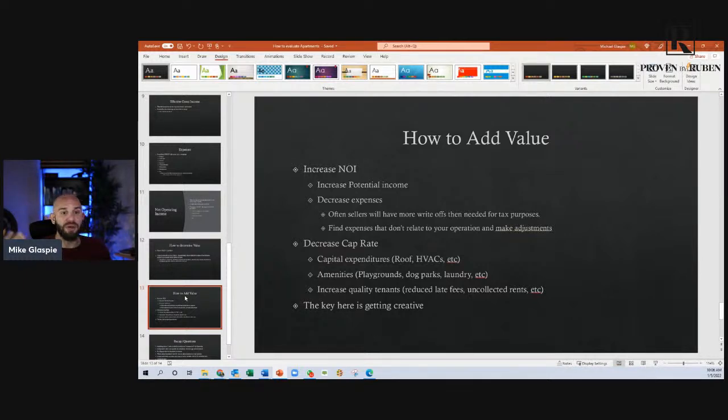Can we repave the parking lot? Is it all cracked up? Little things like that. Amenities are the next one, right? Amenities would be like the laundromats that we talked about, or just in-house laundry facilities. Do they even have washer and dryer hookups? Can we put those in?